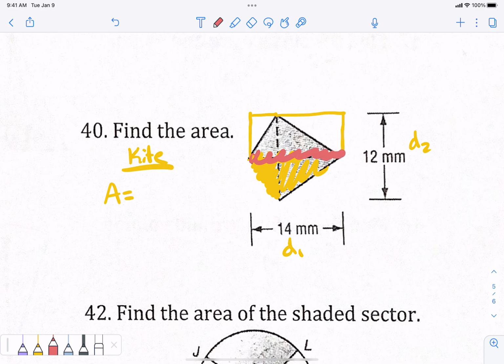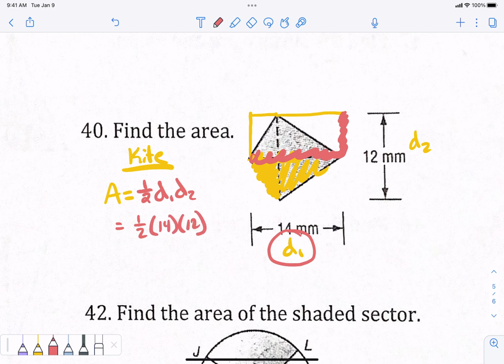How long is this dimension right here? 14, or D1, right? And how long is this? 12. 6, which is half of D2, right? So formula is half D1 D2. So if we're doing the area of this one, 1/2 of D1 we can call 14 or 12. It doesn't matter which one you take half of. Jalen said yesterday, take half of 14, because that is 7, and 7 times 12, she knew what 7 times 12 was. So 84. And that is millimeters squared.